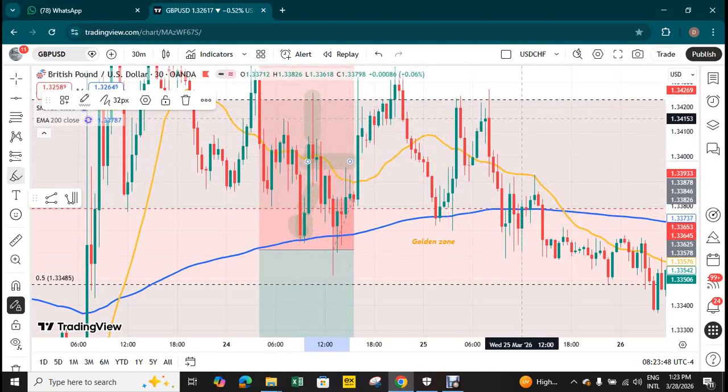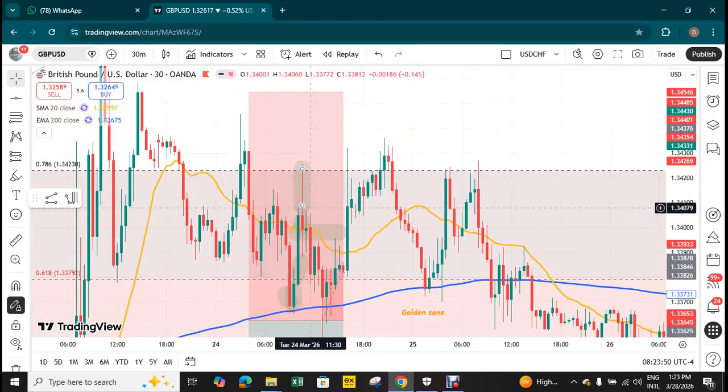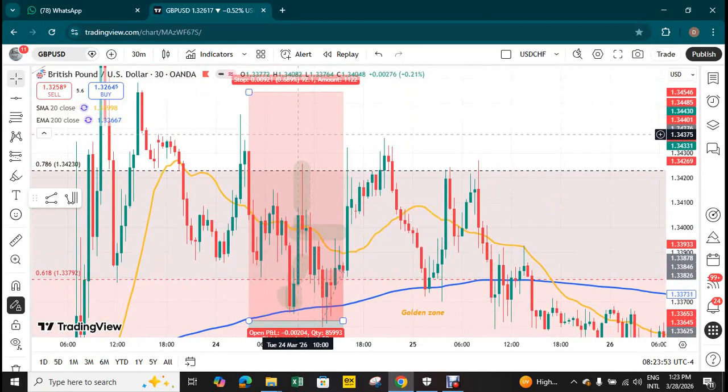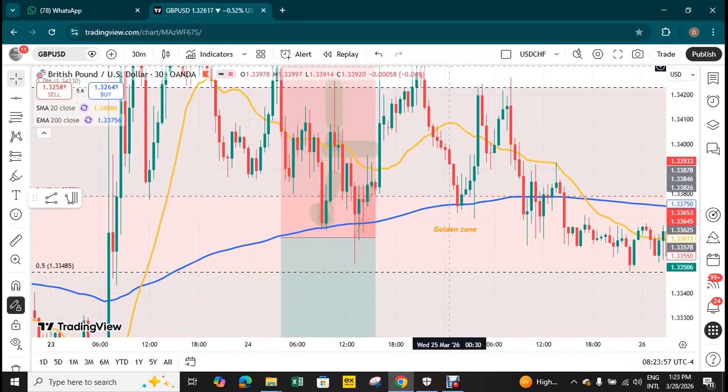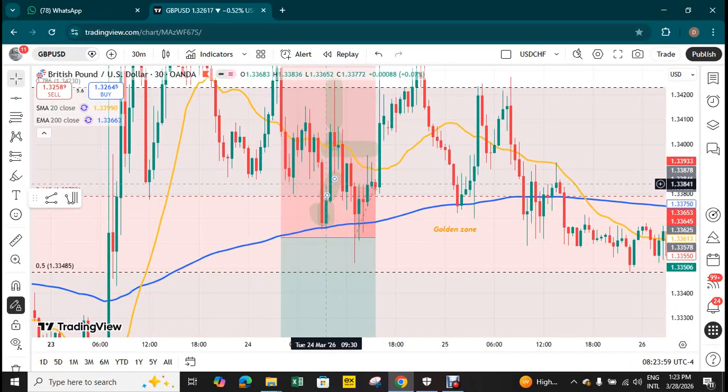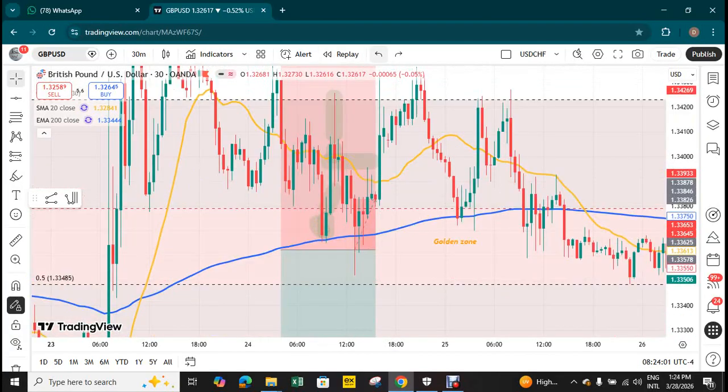That will give you good risk to reward. Taking a sell at this level would make your SL, your stop loss, and risk to reward very good. Sometimes you can also wait for price to give us another confirmation. What I mean by confirmation is giving us another red candle here, which we see.